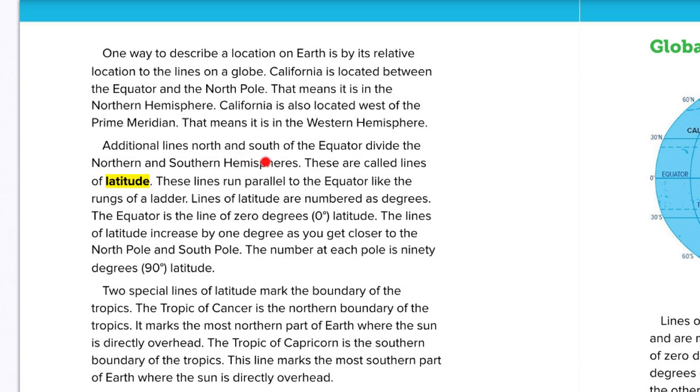Additional lines north and south of the equator divide the northern and southern hemispheres. These are called lines of latitude. These lines run parallel to the equator like the rungs of a ladder, so side to side. Lines of latitude are numbered as degrees. The equator line is the line of 0 degrees latitude. The lines of latitude increase by 1 degree as you get closer to the North Pole and South Pole. The number at each pole is 90 degrees latitude.